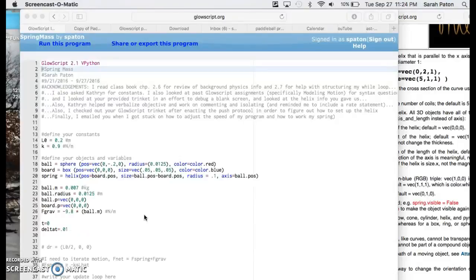Starting with my acknowledgements, I read some sections of the book for some review on background physics info and for some help with structuring my while loop. I also asked Catherine for constants because I forgot them, and I later asked her to help me verbalize my objectives.